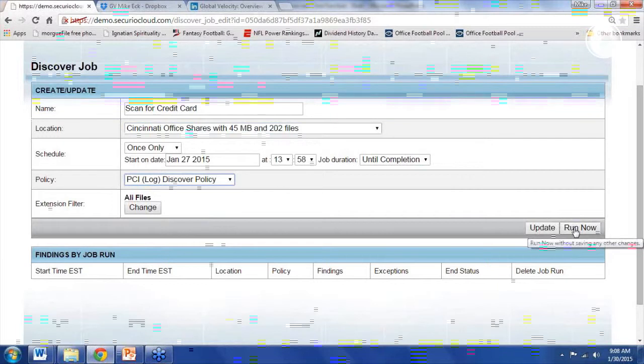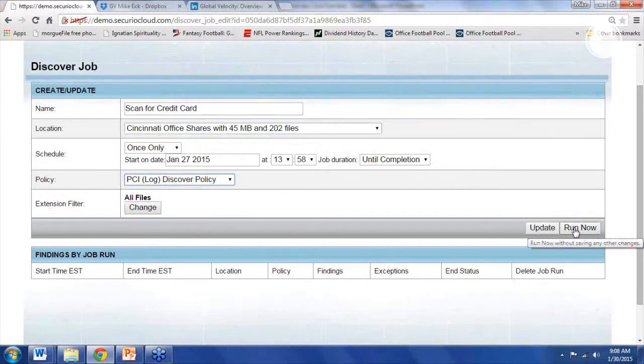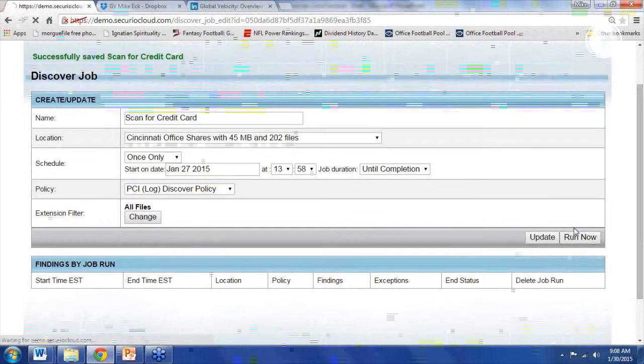The good answer is there are no credit cards. So a finding of 0 is a good answer. Any findings of any type in running this job reveals risk. So we're going to run this job and then come back to it.